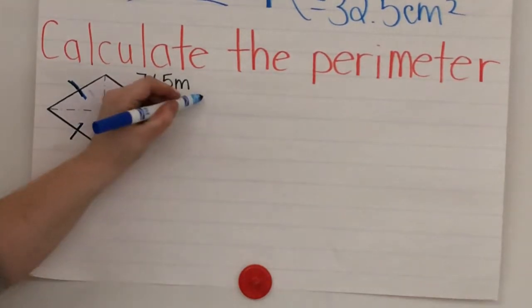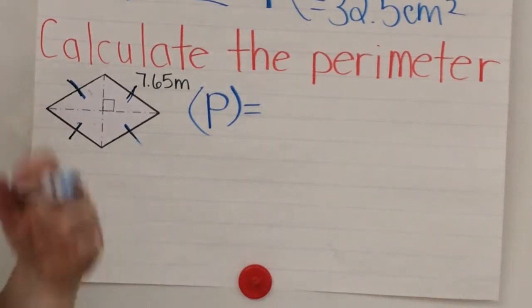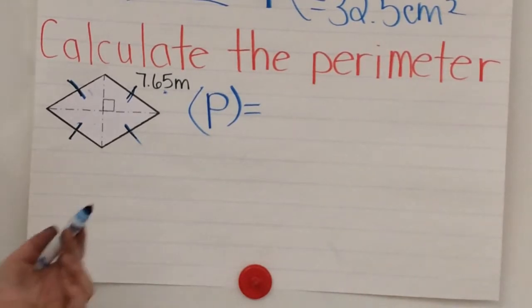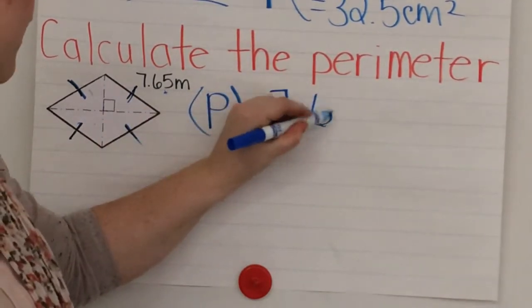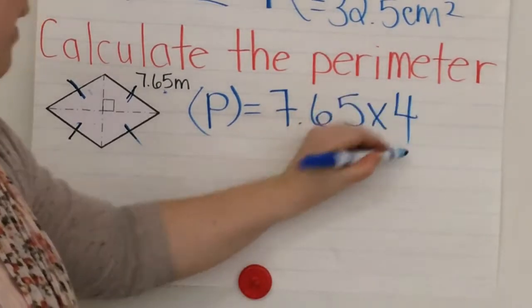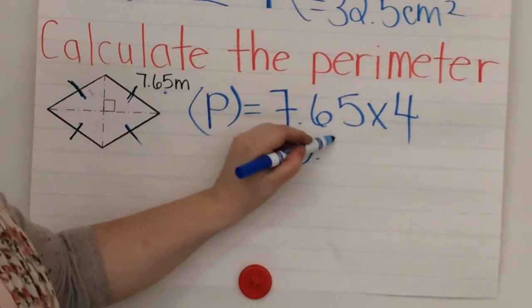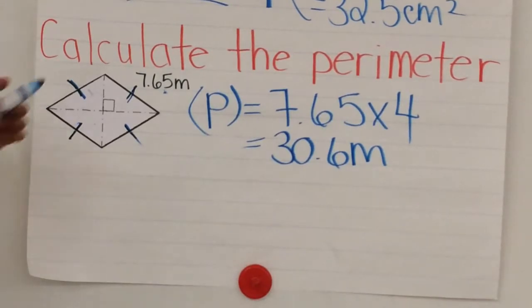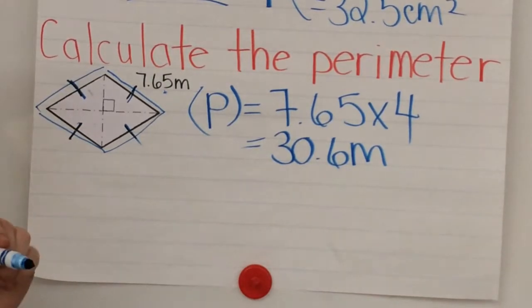Now I could do repeated addition if I wanted to, and I could have gone perimeter equals 7.65 plus 7.65 plus 7.65 plus 7.65. But because I know that all 4 sides are the same, and if I multiply it by 4, I'll get the same answer, I'm just going to go 7.65 multiplied by 4, and I'll get my answer of 30.6 meters. And I don't put a square again because I'm calculating the perimeter. So I know that the entire distance around my shape here is going to be 30.6 meters.